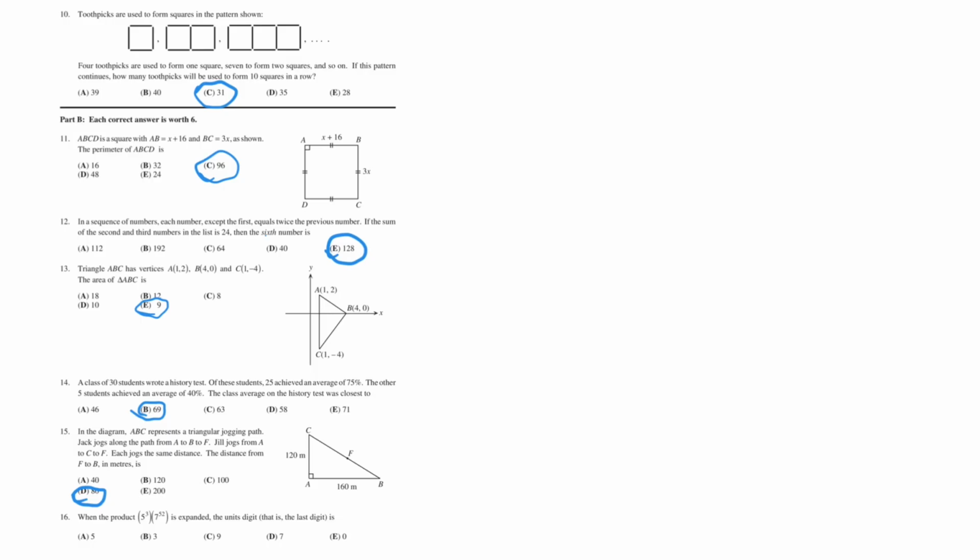Number 16, when the product 5 cubed times 7 to the power 52 is expanded, the units digit is... So that's 5 cubed times 7 to the power 52. 5 cubed is 125. The units digit, that is the one's digit, is 5. For 7 to the power 52, we need to find the pattern.